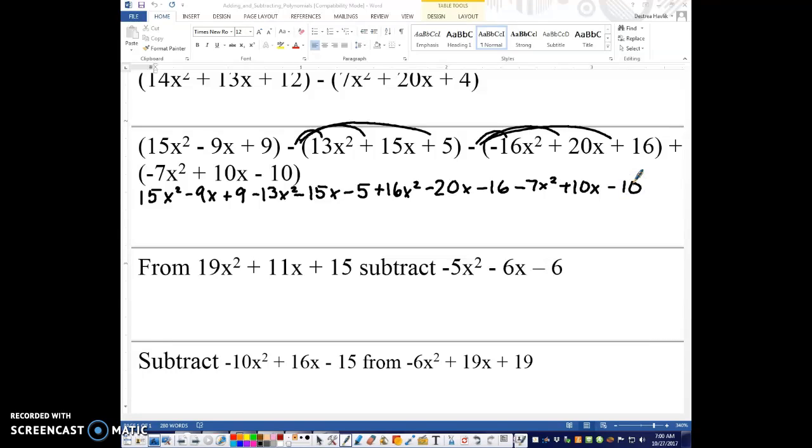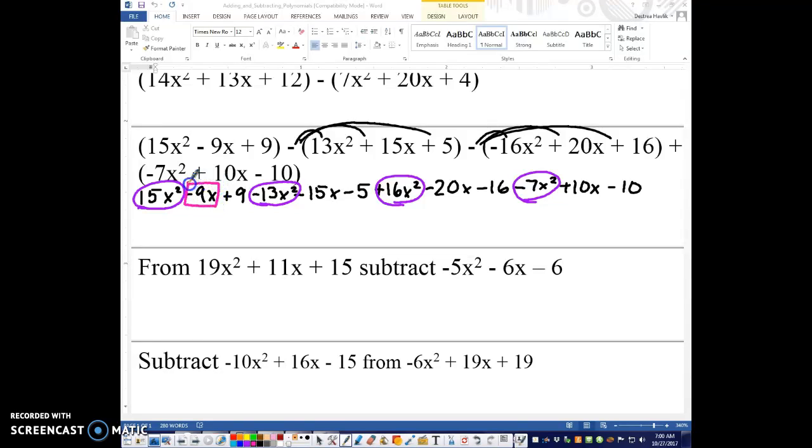All right, so now we move on to like terms. You're in the x squared family. Let's keep looking. You're in the x squared family. Keep looking. And you're in the x squared family. All right. Next one.